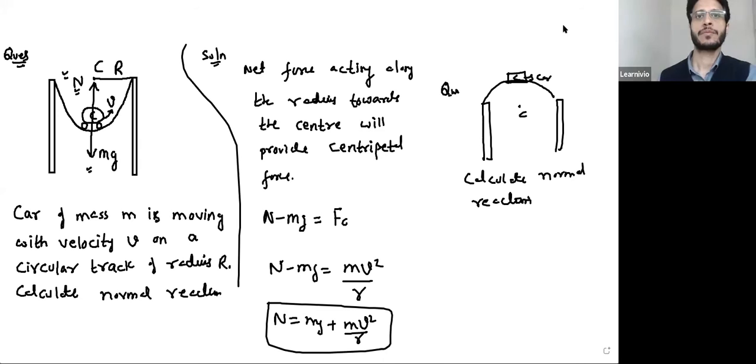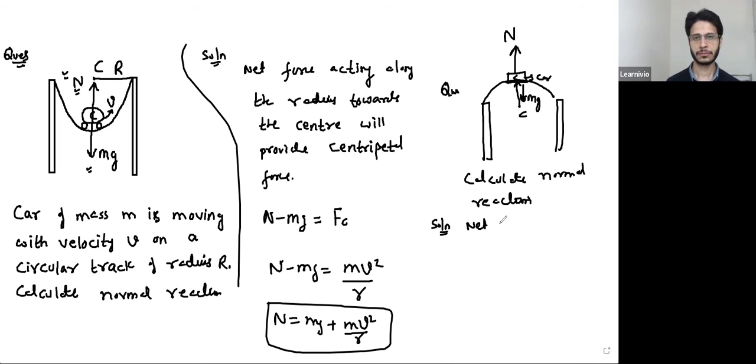Calculate the normal reaction here. This is the direction towards the center. The weight of the body is acting downwards, mg. The normal reaction is acting upwards. I need the net force towards the center. So the net force towards the center is mg minus N.